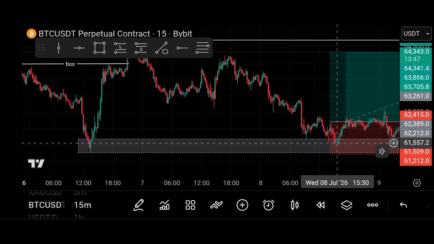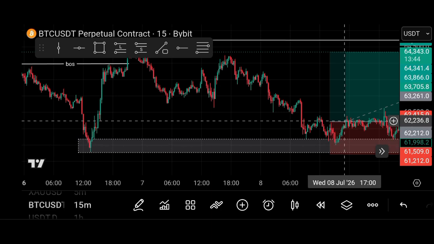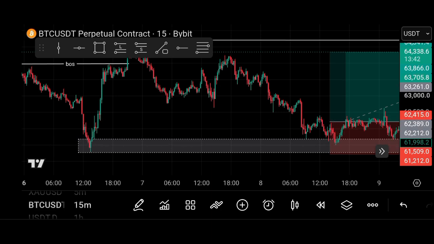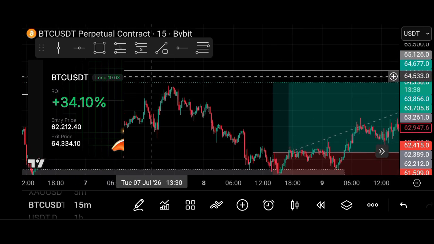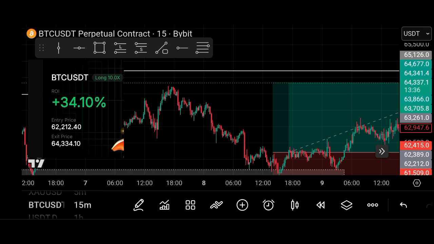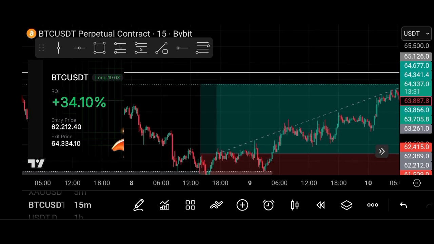However, I entered my position somewhere here, and then this is how the market played out. My target was supposed to be at this last high. Unfortunately, I didn't wait for price to reach there before I closed out of my position.